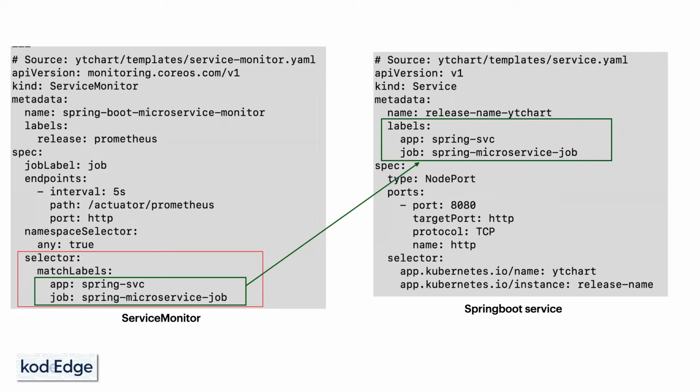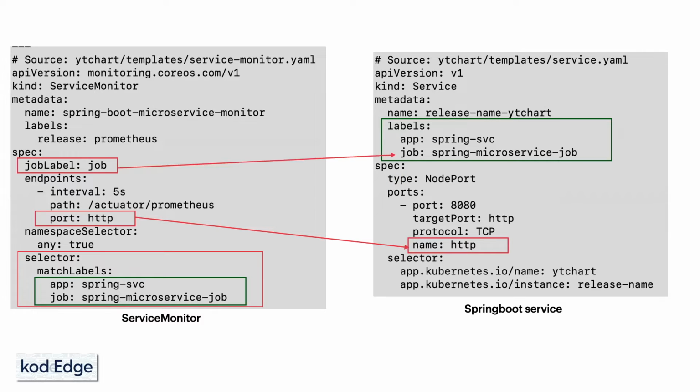In the service monitor selector section, we use our Springboot application service label like this. Then we also map the port name and job label like this. And due to this configuration, Prometheus was able to discover our Springboot service for scraping the metrics. Okay, so this was what we already saw in the part 2 video. Now we will add configuration for Prometheus rule and the alert manager.